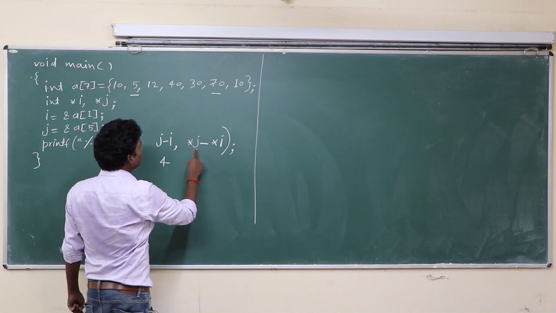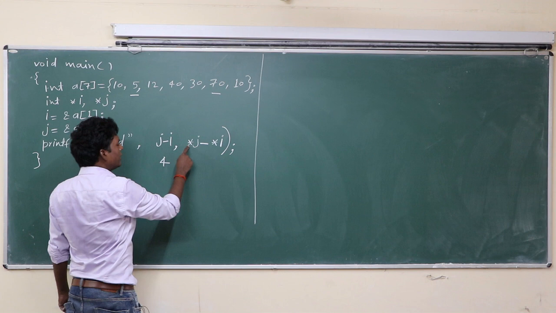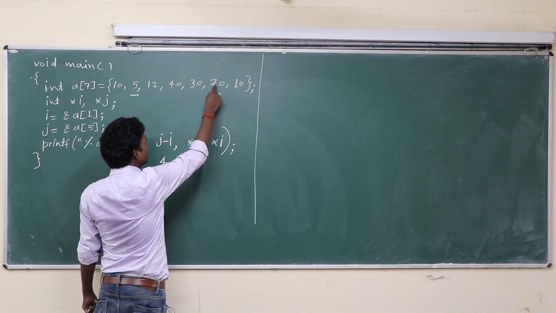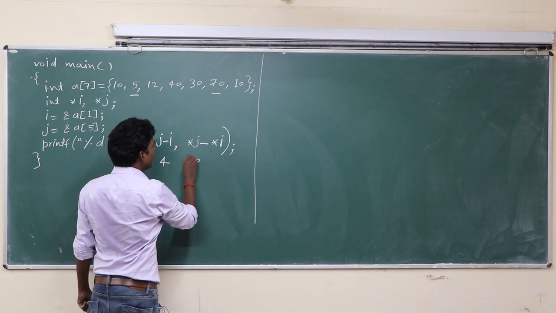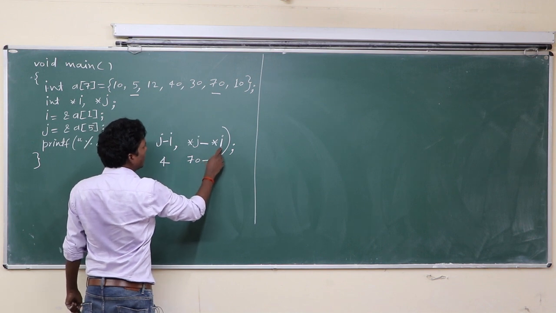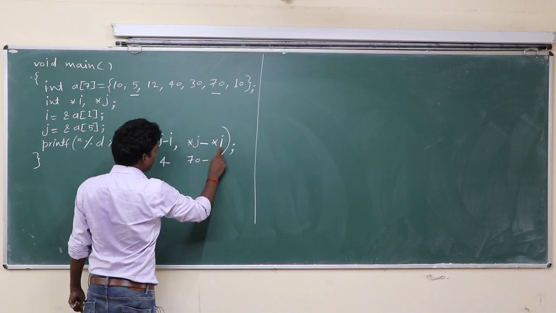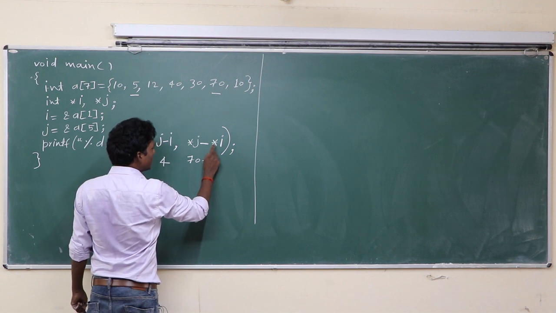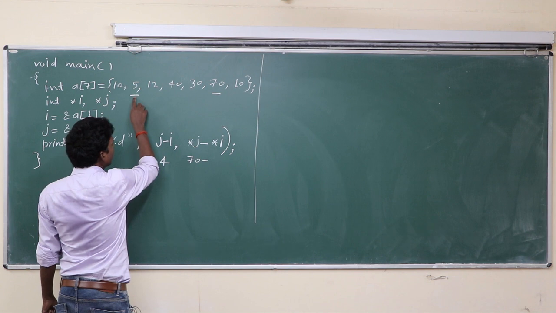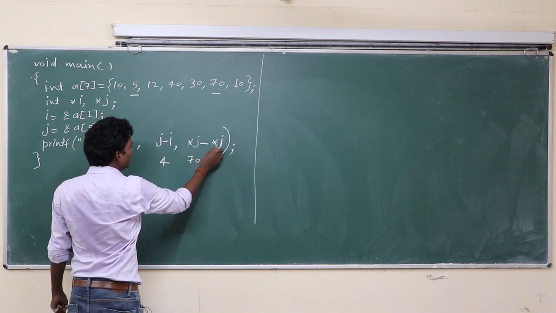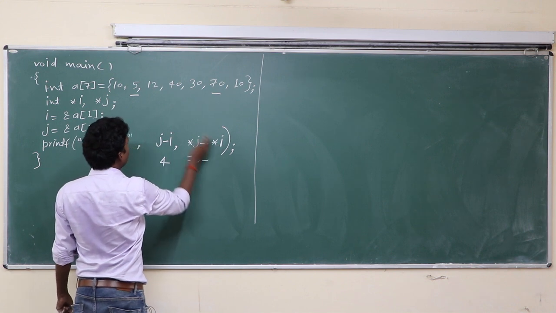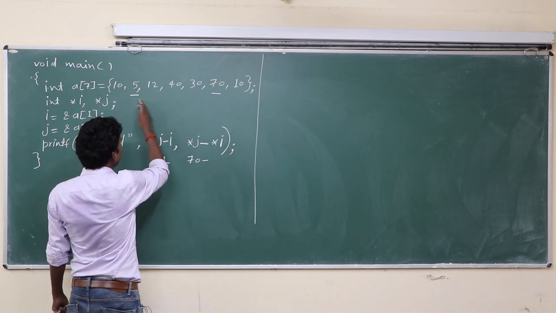Here asterisk j signifies the value at the address j. J has the address of this location and it has value 70. So 70 minus asterisk I. Asterisk gives the result at I. So I has the address of this block and asterisk gives the value at address I. I has address a of 1 and it has value 5.